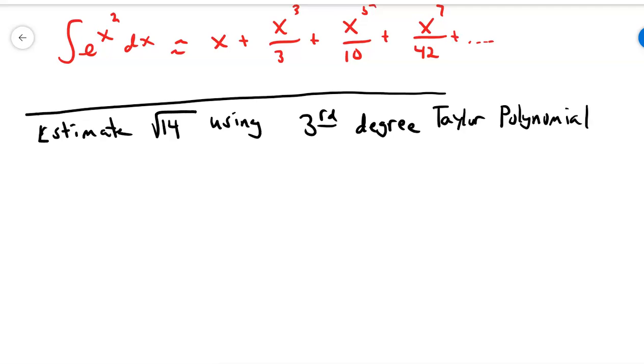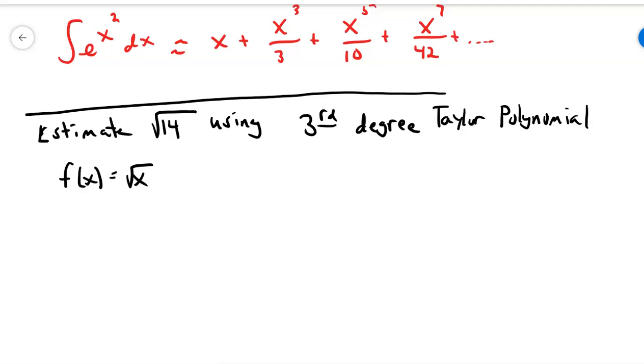All right, how does this work? Well, the first thing I need is a function. So I'm going to use the function f of x equals the square root of x. The second thing I need is a good center. Now, if I center it at 14, then that defeats the whole purpose, because if I knew what the square root of 14 was off the top of my head, then I wouldn't have to use this approximation, right? I would just answer the question.